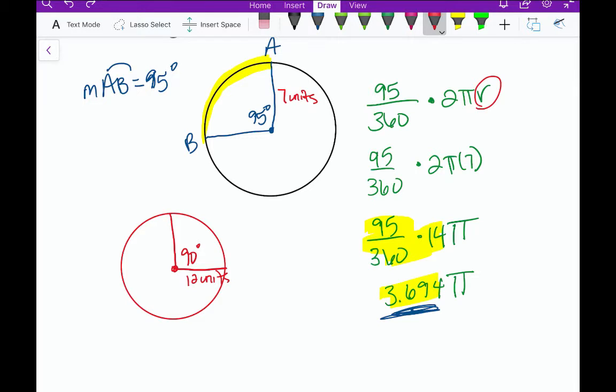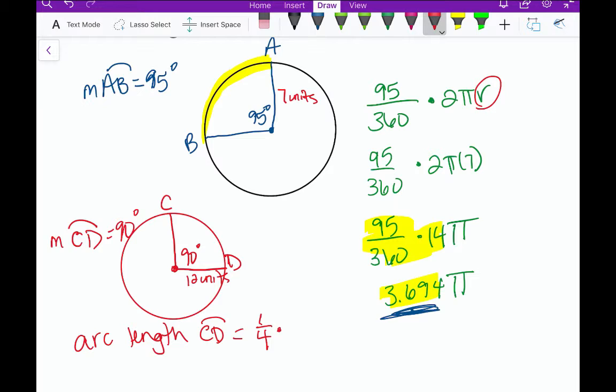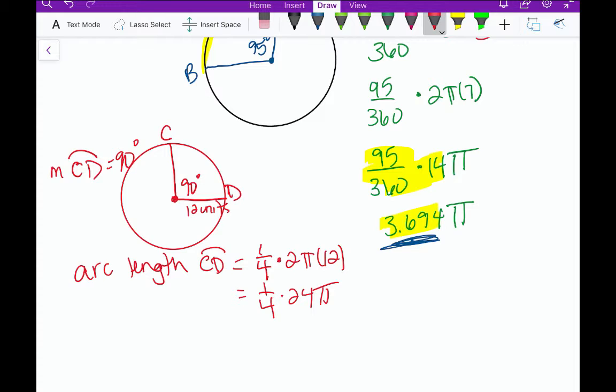So if I have a circle and I have this arc that is 90 degrees, so the measure of arc CD is 90 degrees, that is 1/4 of the circle, which means the arc length of arc CD is going to be equal to 1/4 of the circumference, which is 2 times pi times 12. So it's going to be 1/4 of 2 times 12 is 24 pi. And 1/4 of 24 is 6, so the answer would be 6 pi. So we get a really pretty answer there.